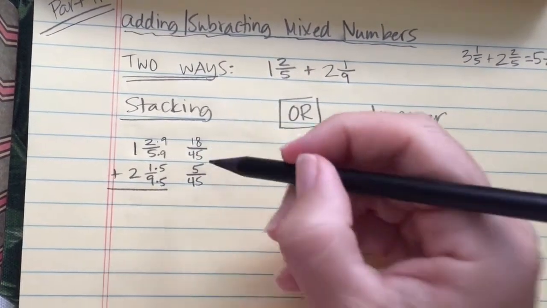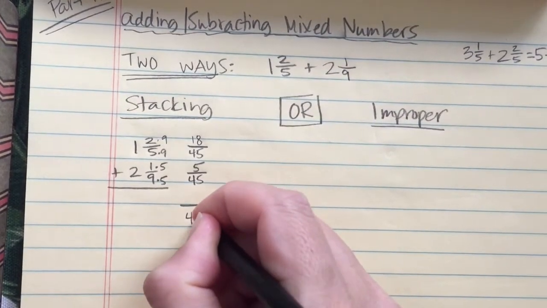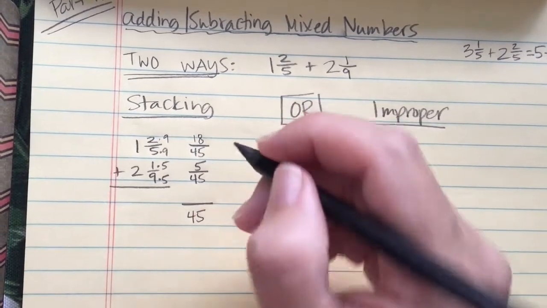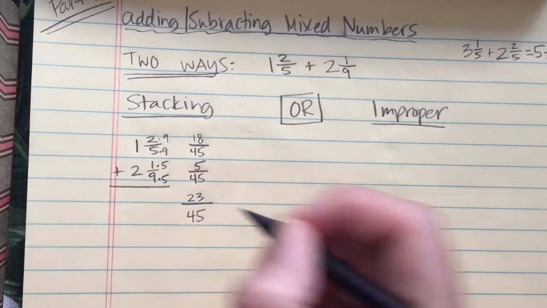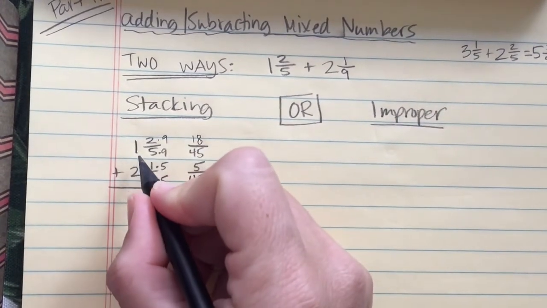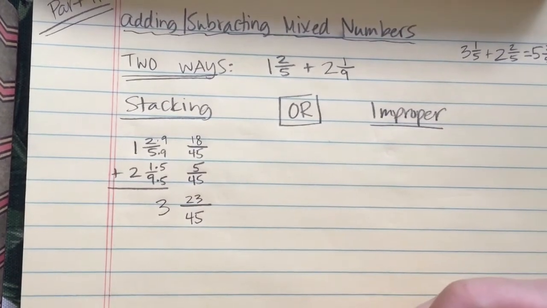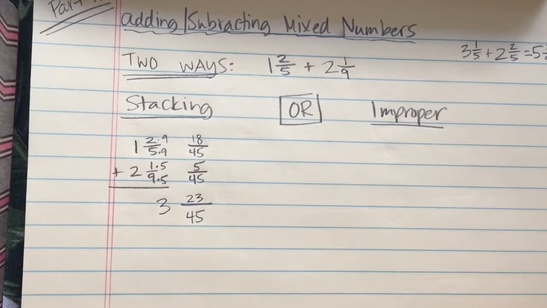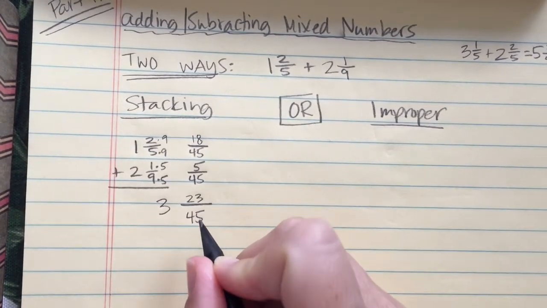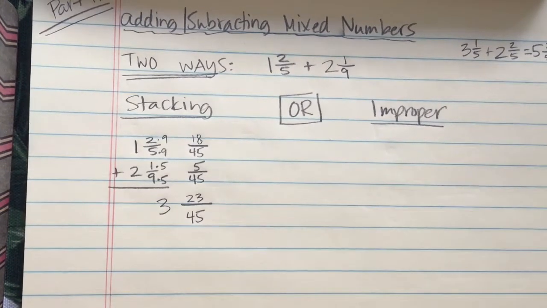So now I have a common denominator. That is going to be the denominator in my answer. I'm simply going to add my tops, which would be 23. And now I'm going to add my whole numbers. 1 plus 2 is 3. So my answer is 3 23/45. And this number cannot be reduced, so we're done. Okay, so that's the stacking way.